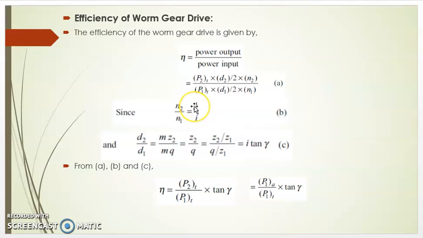Now we will see the efficiency of the worm gear drive. The efficiency is given by power output divided by power input, which is equal to P2T into D2 divided by 2 into N2, divided by P1T into D1 divided by 2 into N1. We know that N2 upon N1 is equal to 1 divided by i. Therefore, D2 upon D1 is equal to mZ2 divided by mq, which is equal to Z2 upon q, which is equal to Z2 upon Z1 divided by q upon Z1, which is equal to i tan gamma. From equations A, B and C, efficiency is equal to P2T divided by P1T into tan gamma, which is equal to P1A upon P1T into tan gamma.